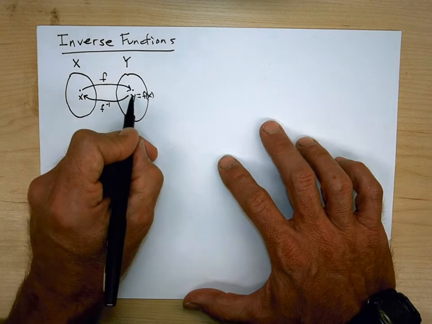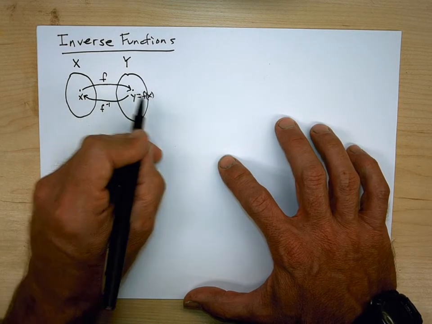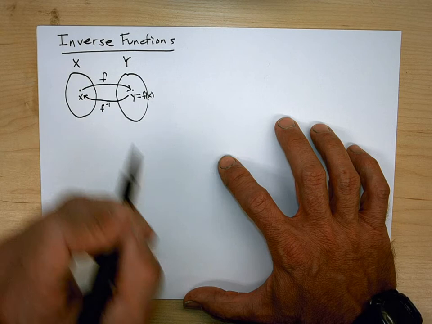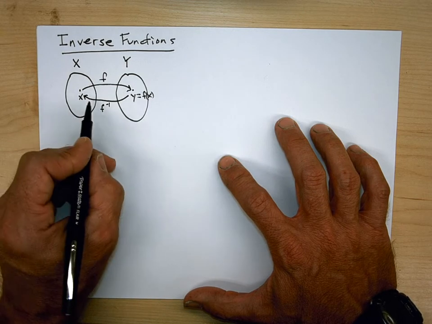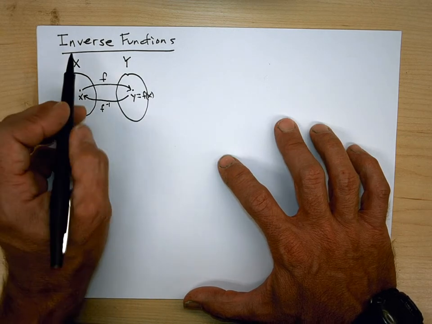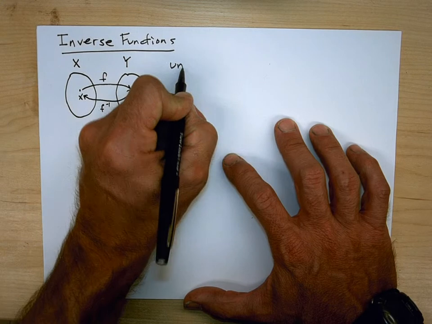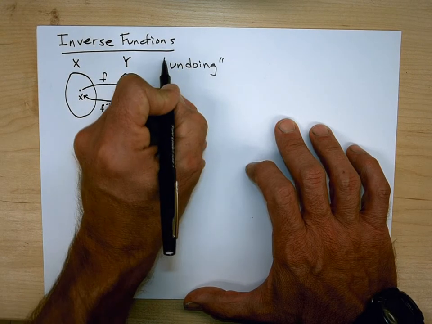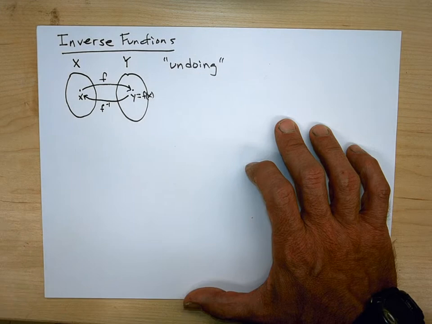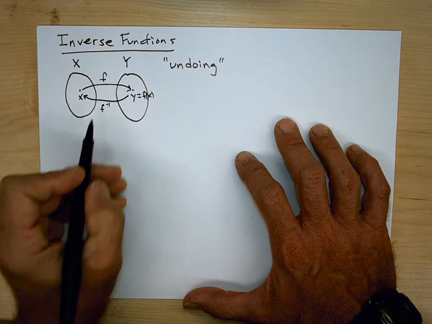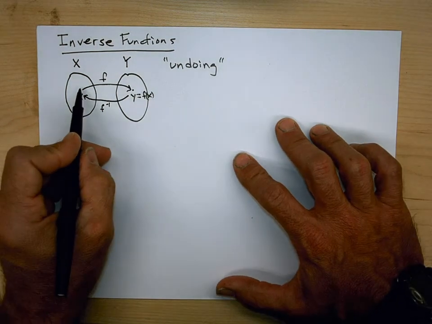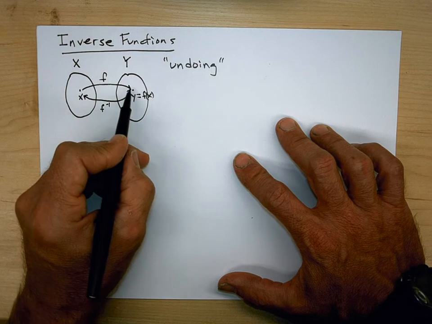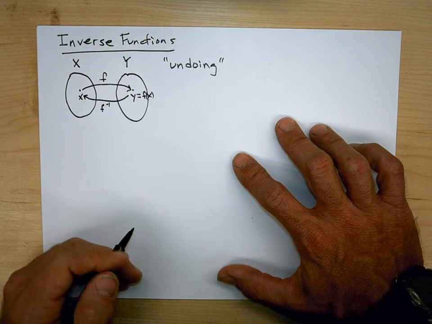It's a mapping that takes things from the range, Y, and maps them back to the thing that they started with. So you can think of this as undoing. If we want to have a theme for this lecture, it is that inverse functions undo each other. It takes something that has been mapped to y and brings it right back to what it started with.